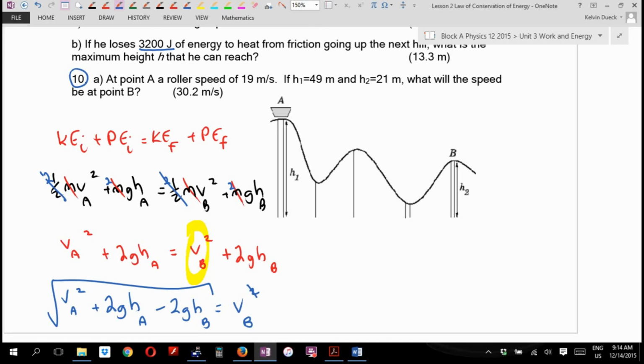There's going to be a roller coaster on your test. Possibly more than one. Because it's roller coasters. Is that all right? Yep.